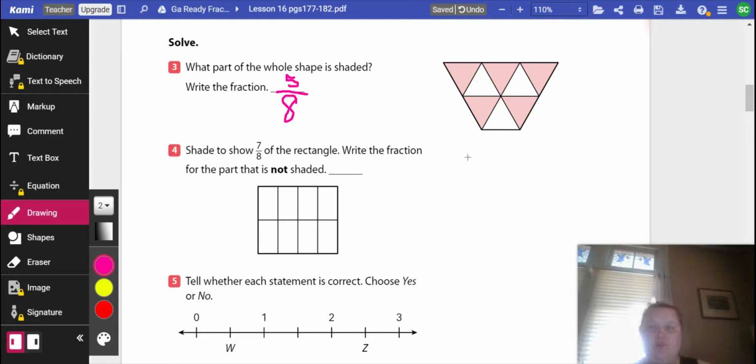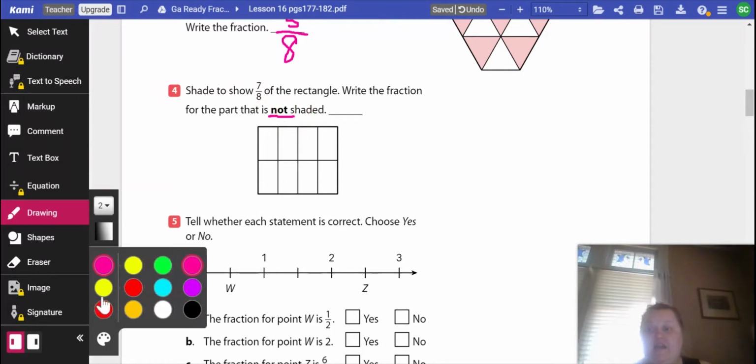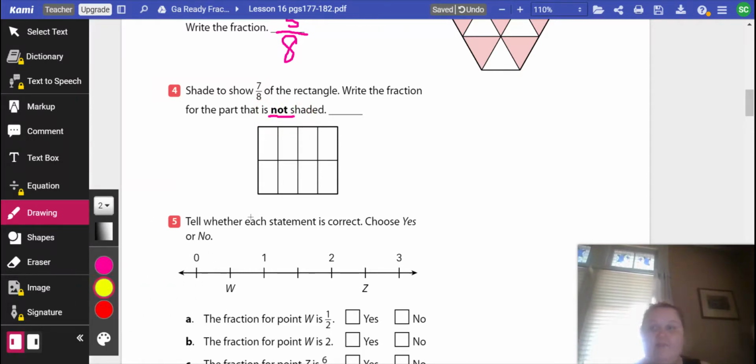Question 4. Shade to show 7/8 of the rectangle. Write the fraction for the part that is not shaded. I hope you saw the not, because I know sometimes we forget that. So we're going to shade 7/8. There's 4/8, 5, 6, 7/8. And the part that is not shaded, well, that's just this one right here. So that would be 1/8. Easy peasy.